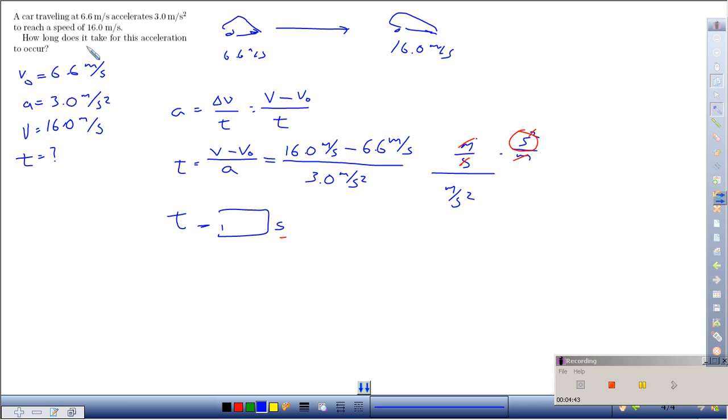So how long does it take for this acceleration to occur? There's the answer to my problem.